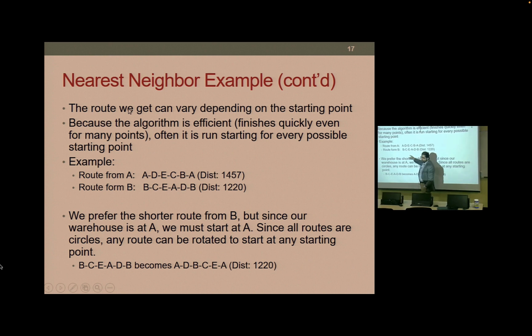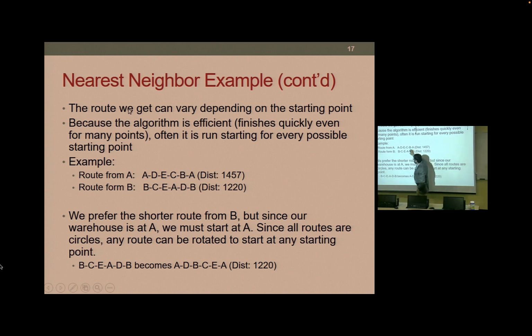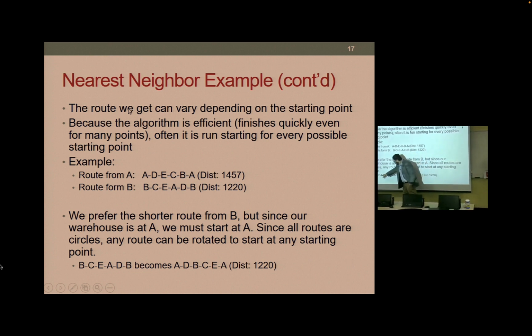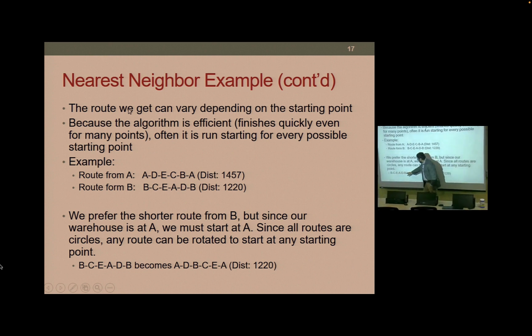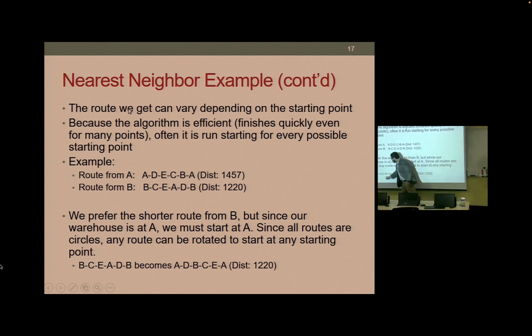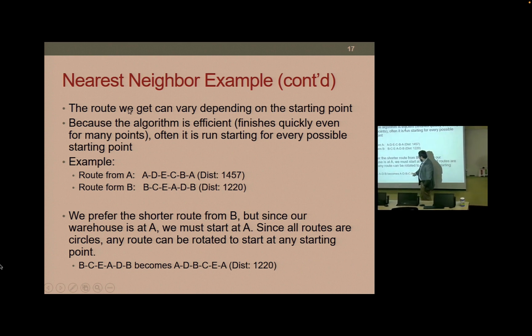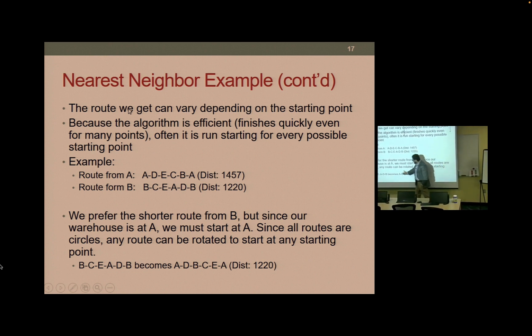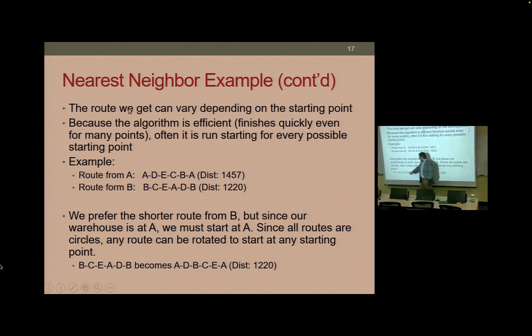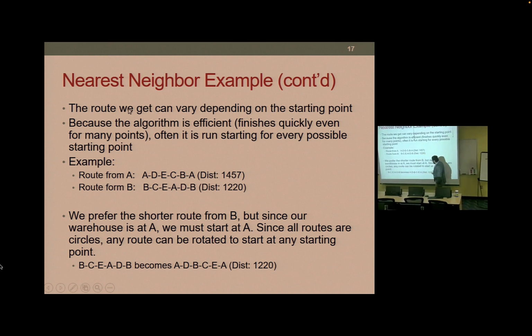As long as you come back to the starting point, you finish the loop, you're going to travel the same distance. So I can take this route, which is a better route than this route, and I can just move the starting point to A. So this route, B, C, E, A, D, B, when I start from A, I'm going to get A, D, B. Then B to B is just no traveling, so B just comes once, and then you go to C, E, and then you return to A. So A, D, B, C, E, A is the same route as B, C, E, A, D, B. And it has the same distance, 1220.